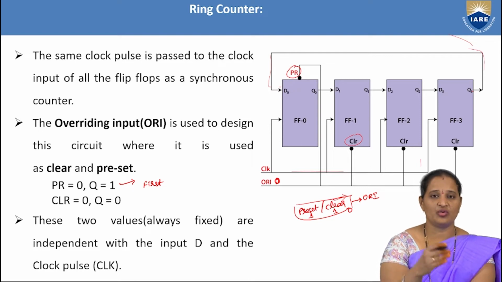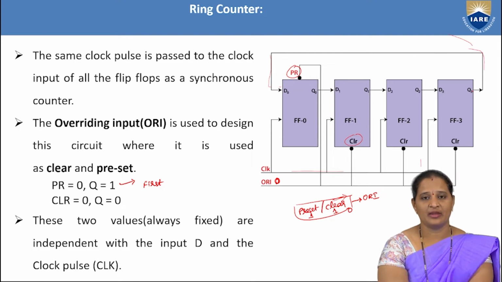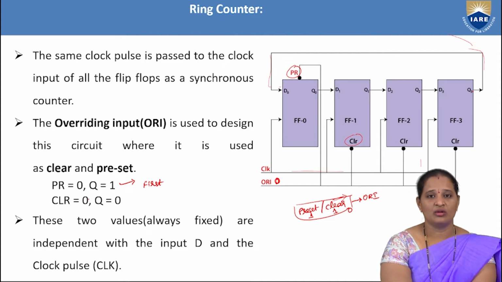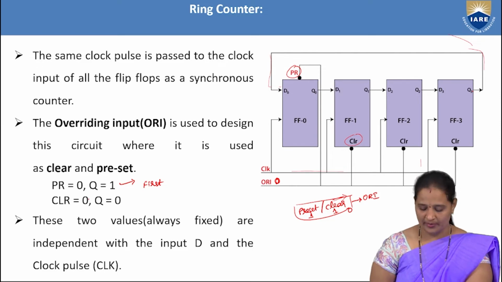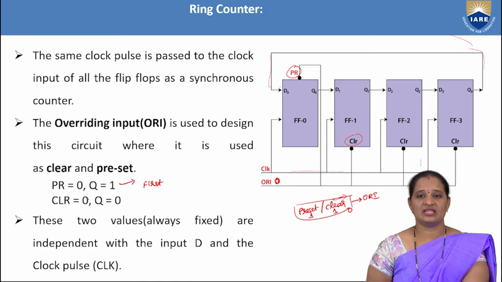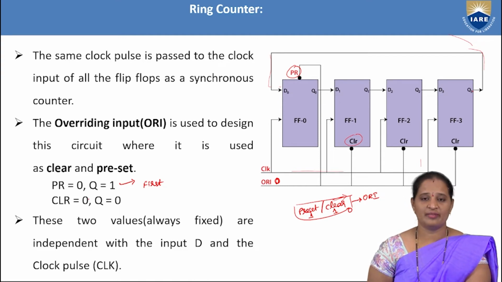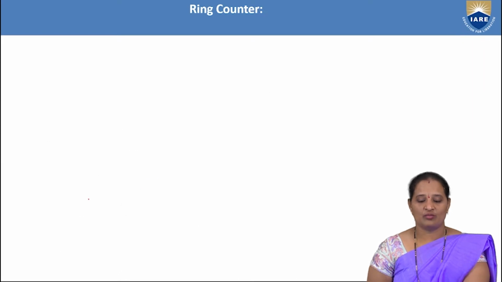So if you want to clear or set the flip-flop, then make the ORI 0. If you want the flip-flop to operate in its normal mode, then make the ORI input 1. That is why we are saying that these two are always fixed and independent. They do not depend on data and clock pulse.